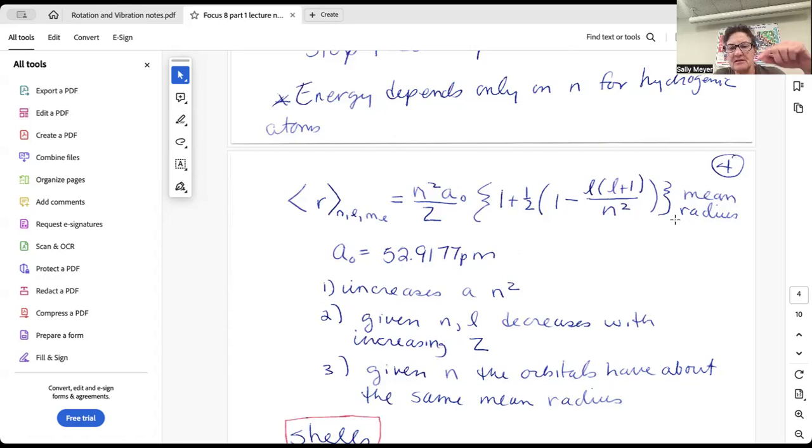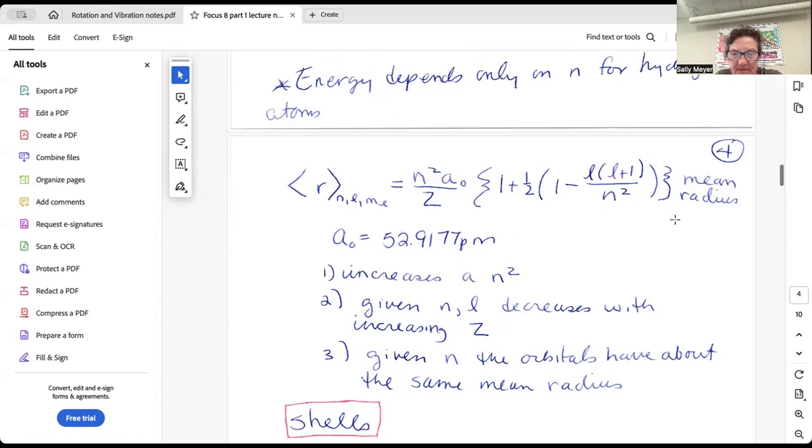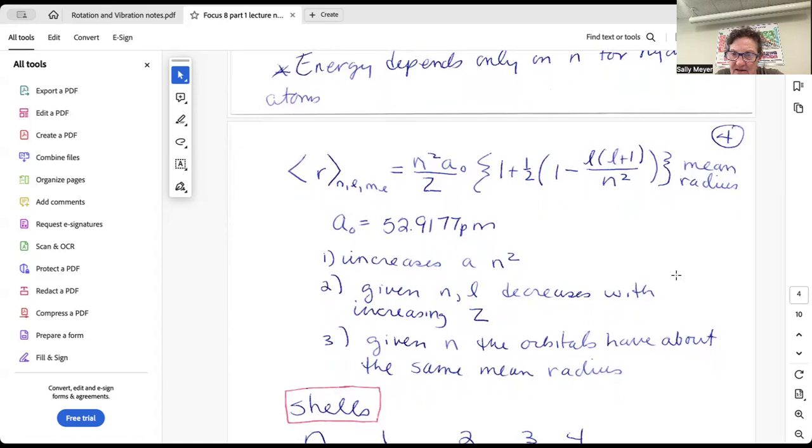No, opposite. Because we know the larger the Z, the closer you're going to find it to the nucleus. So if N and L decrease, that's going to increase Z. So the larger the Z, the smaller the mean radius. So given N, the orbitals have about the same mean radius.